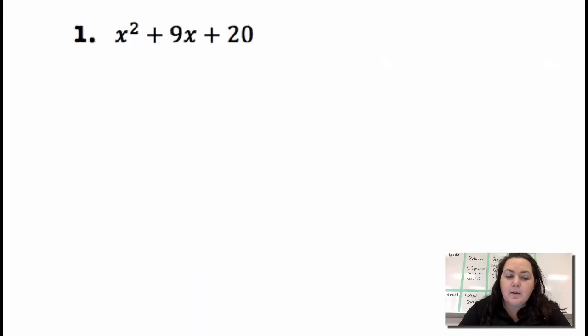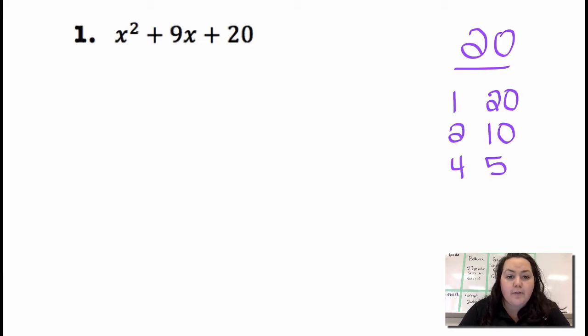All right, the next one. So I have x squared plus 9x plus 20. I'm going to do the first term times the last term. So 1 times 20 is 20. And then I'm going to list the factors of 20: 1 and 20, 2 and 10, 4 and 5. I'm looking for the combo that adds to make 9. So that would be 4 and 5. So I'm going to split apart the 9x into a positive 4x and a positive 5x. Then I'm going to bring down the x squared and the 20.